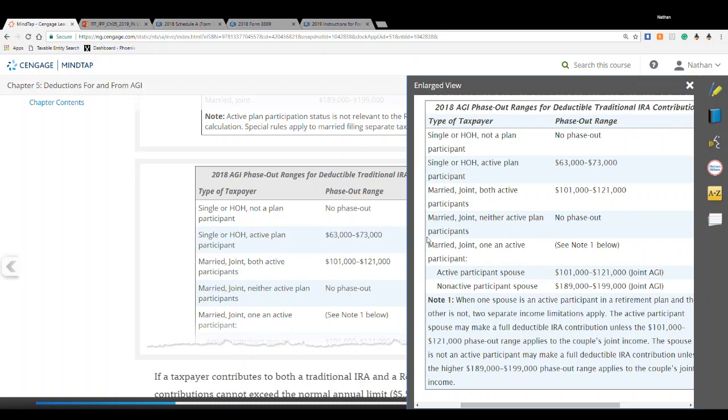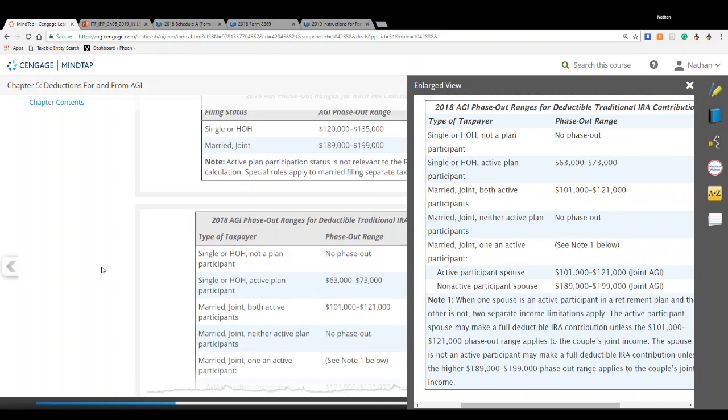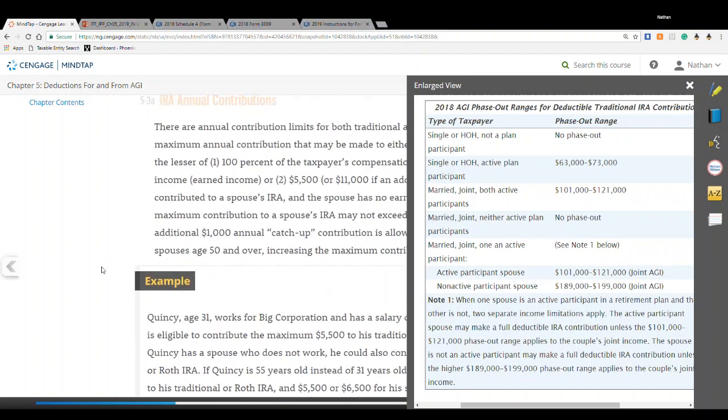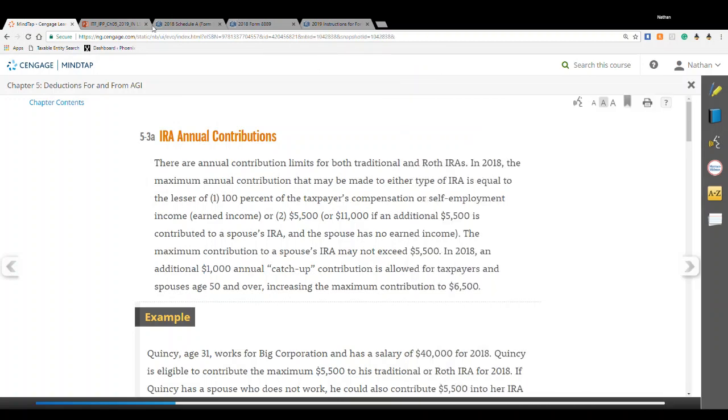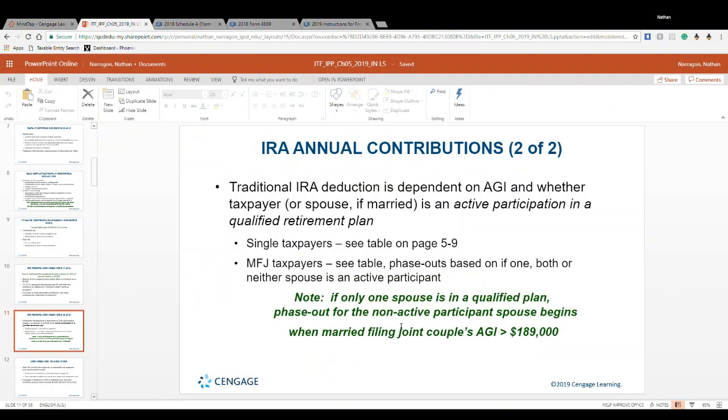Same thing right here. If nobody's on an active plan, there is no phase out because there is no deduction. And then see note 1 right here. This is talking about all the limits. The active participation spouse has this phase out, while the non-active participation spouse gets this kind of phase out. So being a non-active participating spouse actually helps. These non-actives are pretty cool. But again, you need to watch out on this. Understand what is going on with active or non-active, because we will have limits on it, which are known as phase outs. Okay?